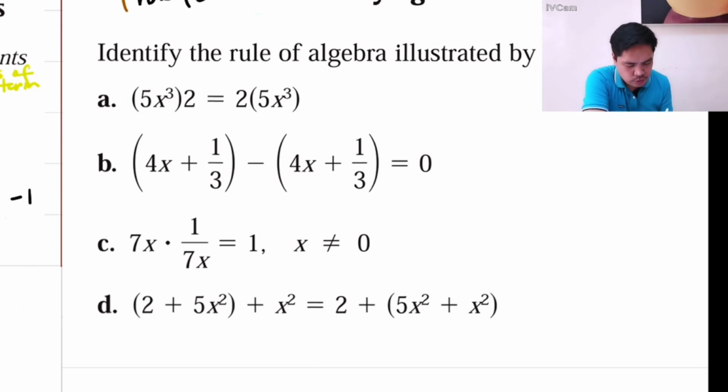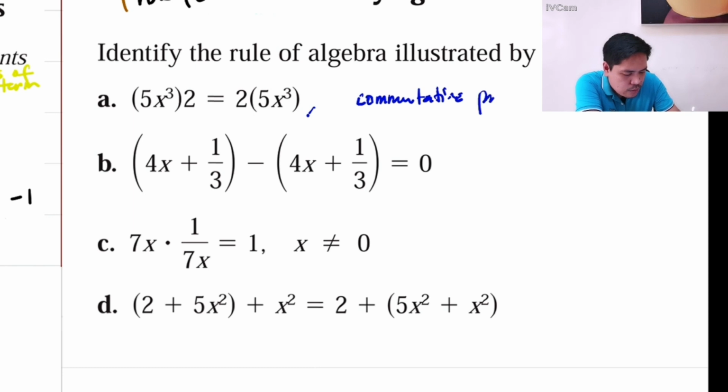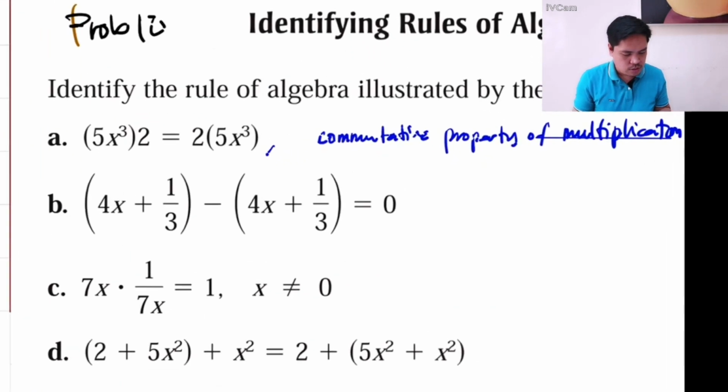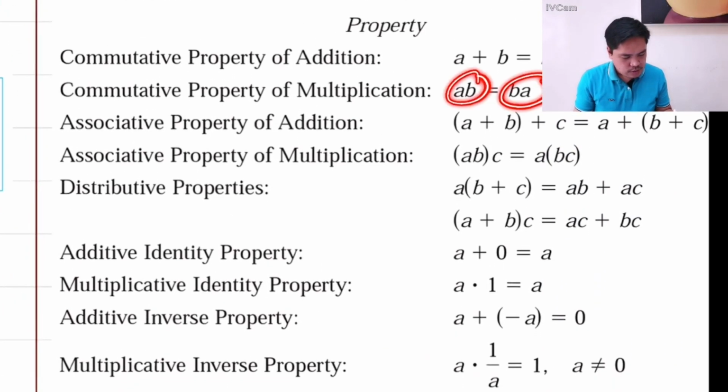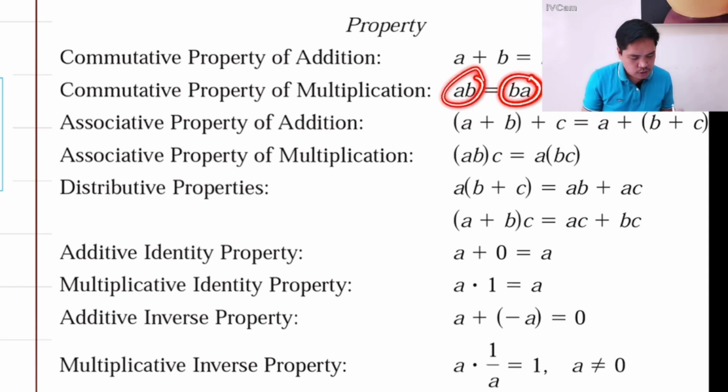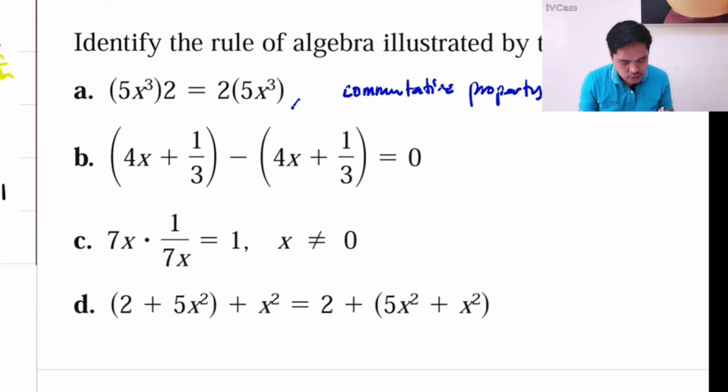So first, what rule is expressed here or illustrated here? Ibahin natin yung color. This is actually what? This is commutative property of multiplication. Okay, tingnan natin dito. Sa commutative, eto siya. 'Di ba? Gi-flip lang ang duha na factor. So dire, kung tanawon nato, we have two factors, 5x cubed and 2. So you flip that, 2 times 5x cubed. So this is commutative property of multiplication.